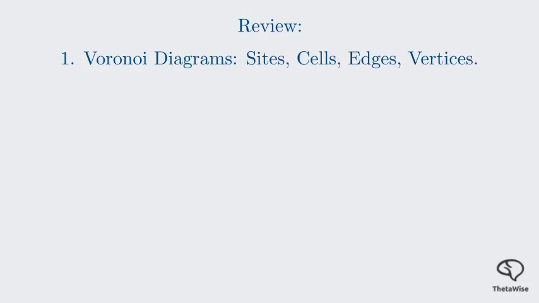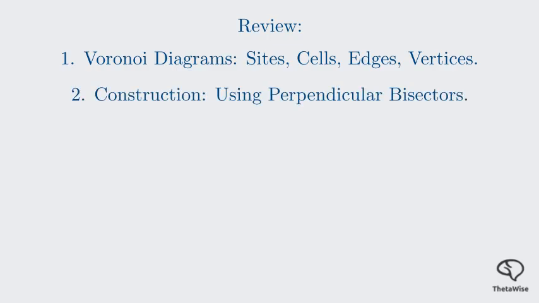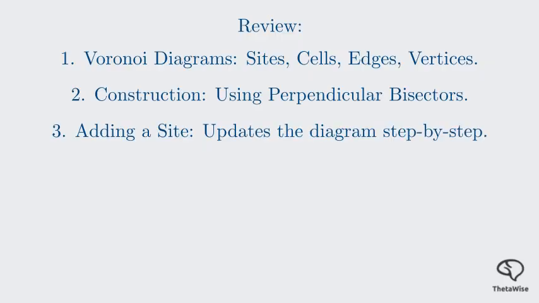Let's quickly review the key concepts we've covered today. First, we defined what a Voronoi diagram is. A partition of a plane into cells, each containing points closest to a given site. You should now be able to identify sites, cells, edges, and vertices. Second, we mastered the skill of constructing these diagrams. The crucial insight is that the edges are segments of perpendicular bisectors. You can now calculate the equations of these bisectors and draw the resulting diagram for a given set of sites. Third, we saw the process of adding a new site, which updates the existing diagram. This involves drawing a new set of bisectors and removing parts of the old diagram.